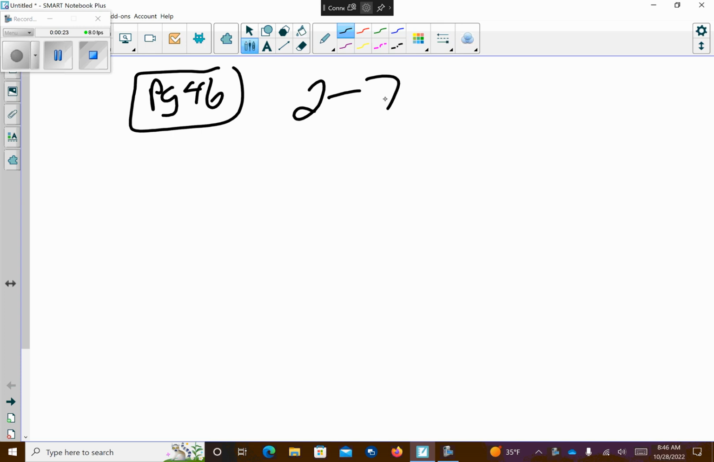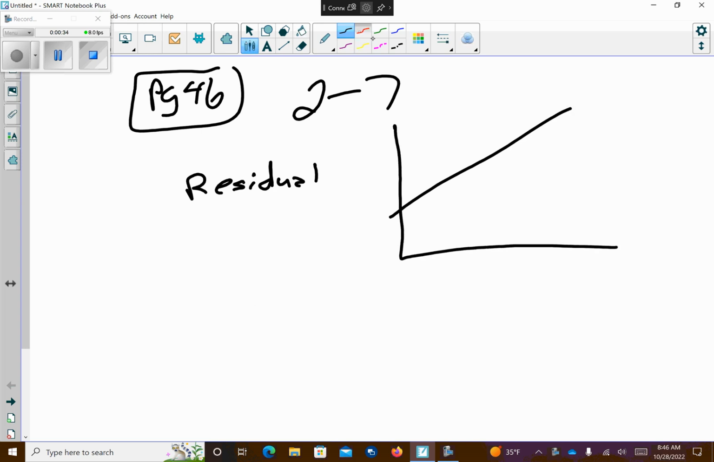All right. So we were talking about residuals, yes? And so a residual, when we have points that are plotted, the residual is just basically the vertical component or the distance, page 46.